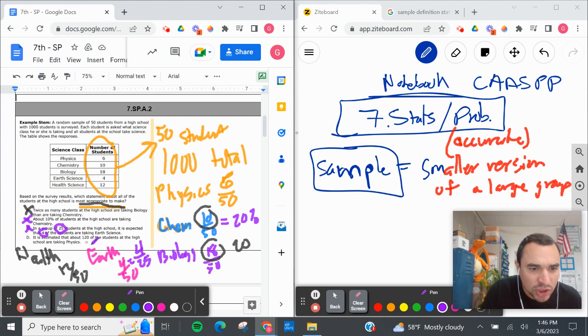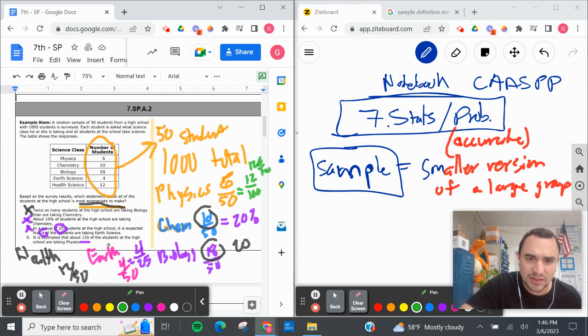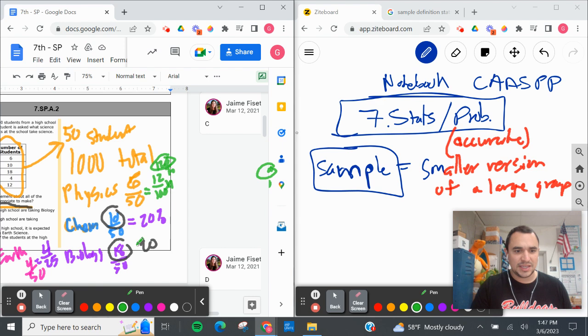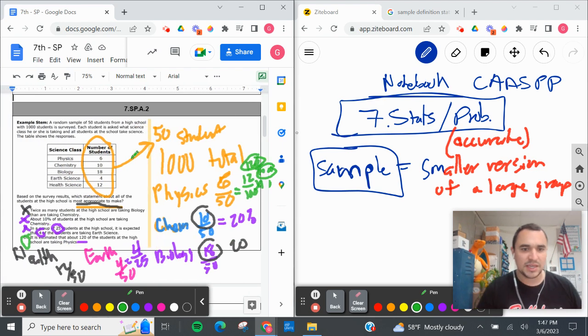It is estimated that about 120 students at the high school are taking physics. So let's go to physics. Physics is 6 out of 50. That's 12 out of 100. So that would be 120 out of 1,000. So if I times this by 2, times this by 10, yeah, 120 out of that. So the answer is going to be D, because if you multiply this by 2, you get 12 100ths. And then if you multiply this by 10, you get 120 over 1,000. So that makes the most sense. So let's take a look. Yep, it is D. So D is the correct answer for this example here.